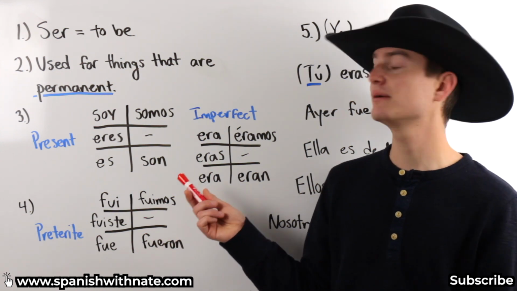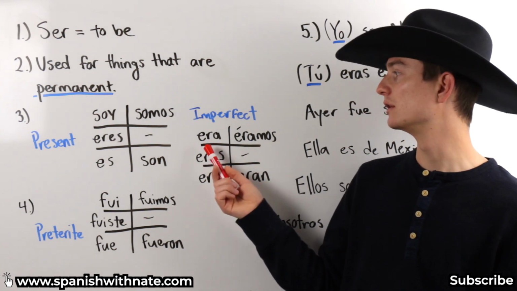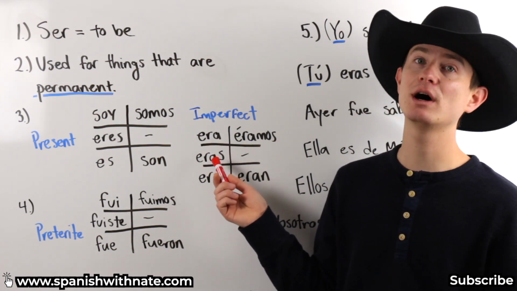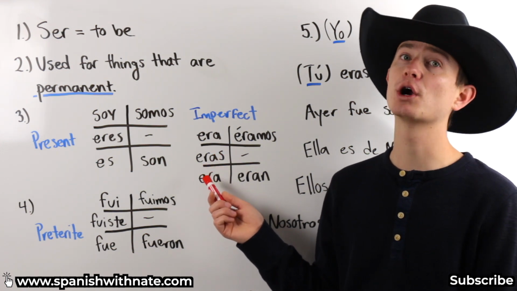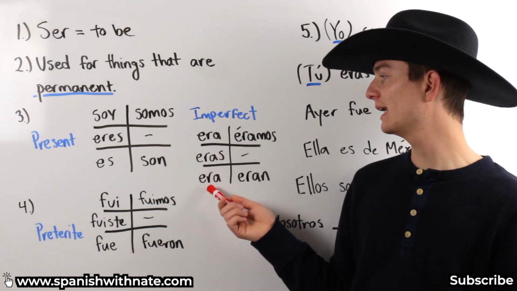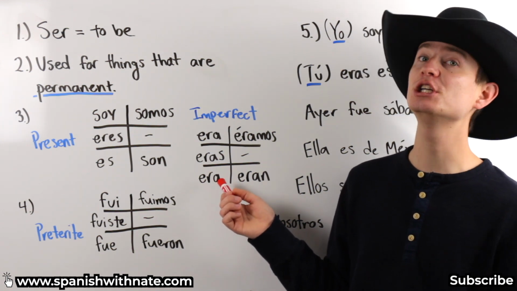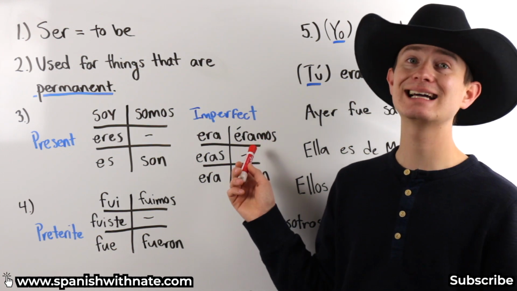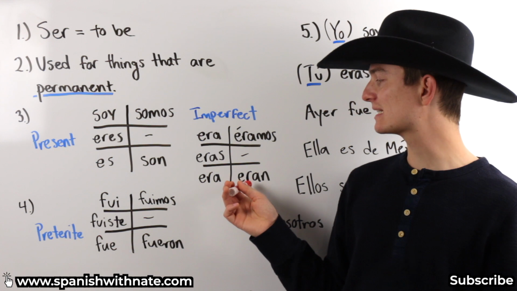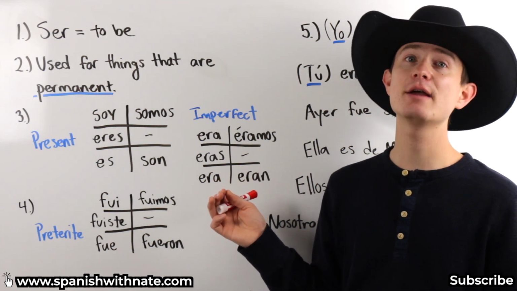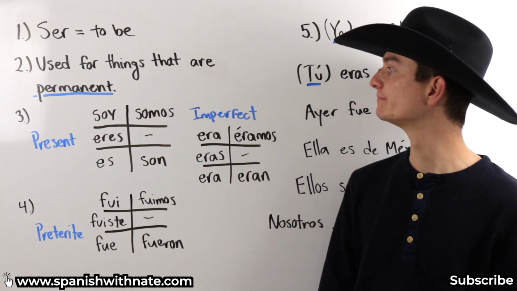And then finally, we have the imperfect. This is ongoing action in the past. Yo era. I was or I used to be. Tú eras. You were or you used to be. Él, ella, usted era. He was, he used to be, she was, she used to be. Nosotros éramos. We were, we used to be. Ellos, ellas, ustedes eran. They were, you guys were, they used to be.